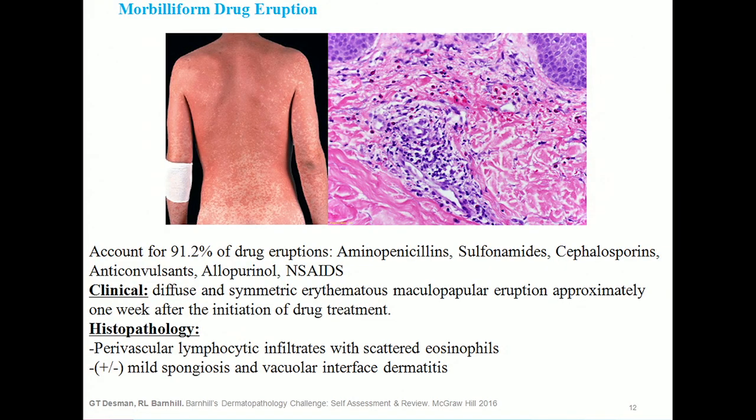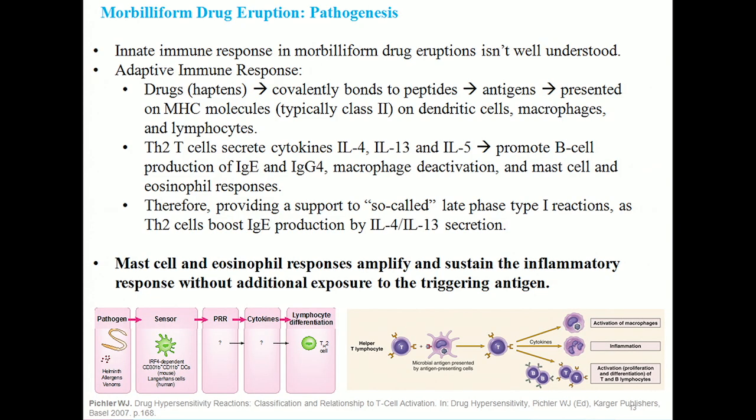Morbilliform drug eruptions. The clinical picture is also nonspecific. It's a diffuse symmetric erythematous maculopapular eruption. Histopathologically, there's a perivascular infiltrate of lymphocytes and scattered eosinophils. And again, epidermal patterns may be present or not present. But in terms of the mechanism of disease, it's actually very different than a viral exanthem.